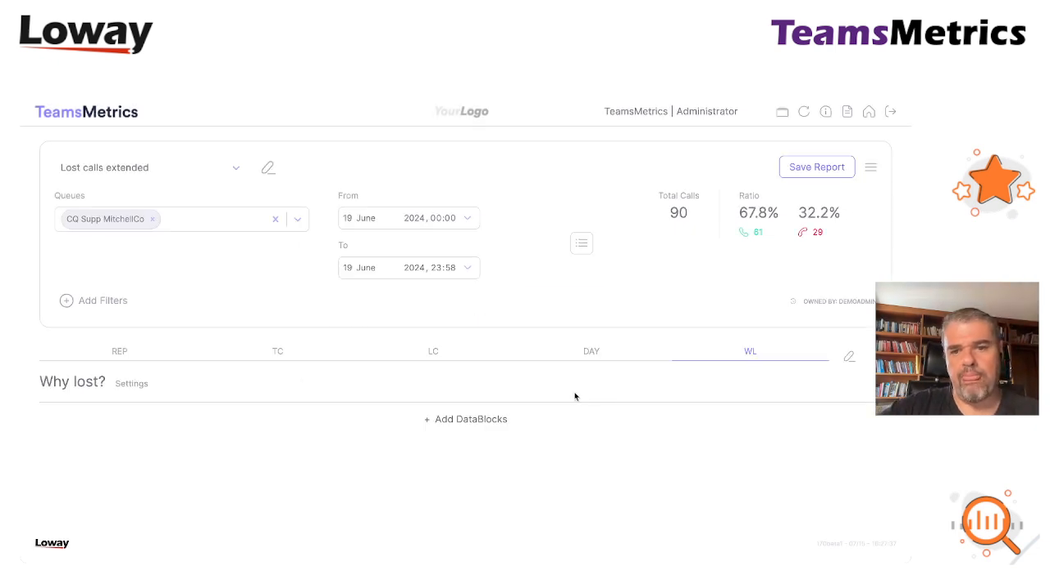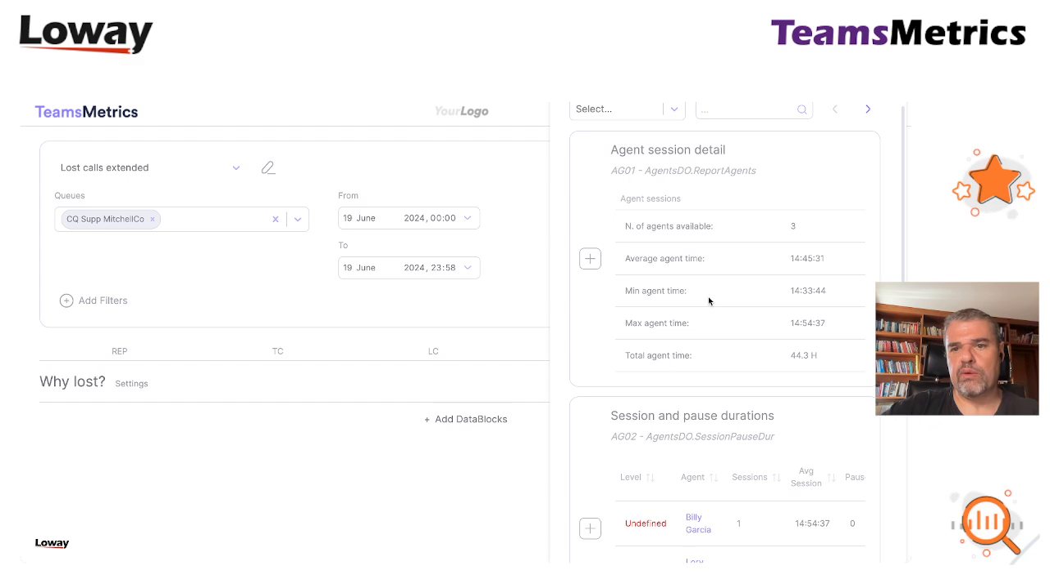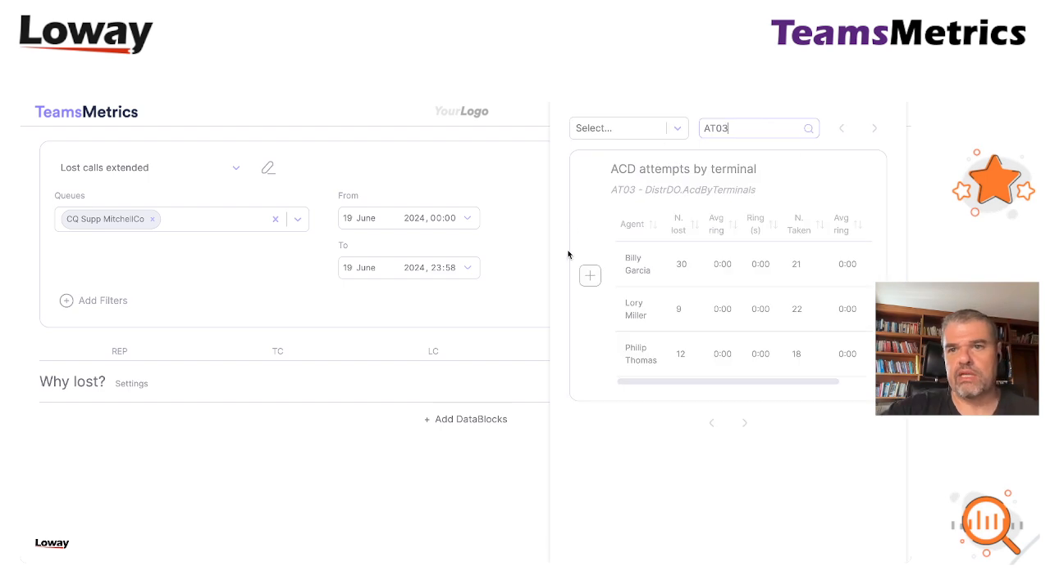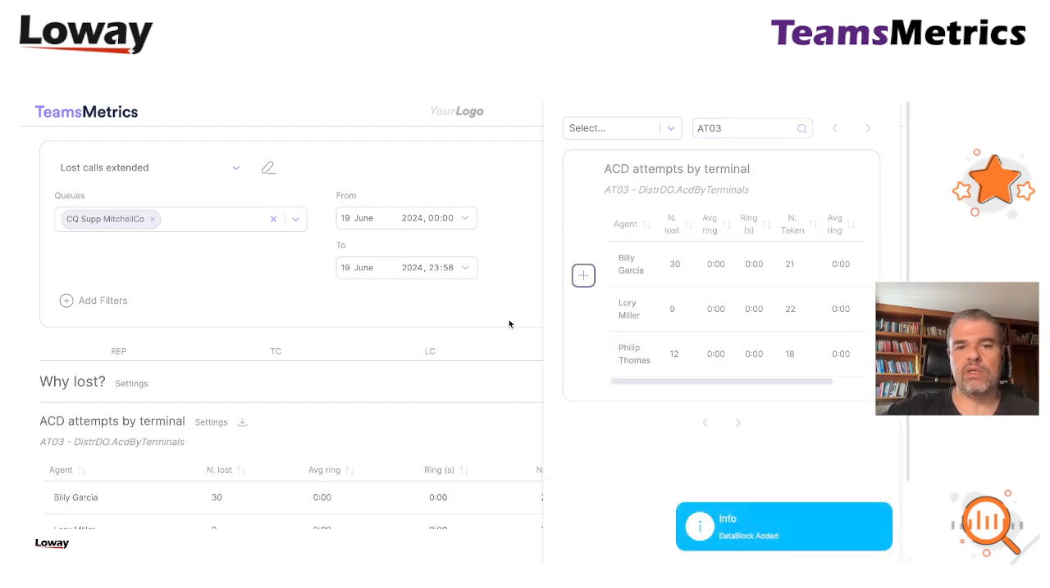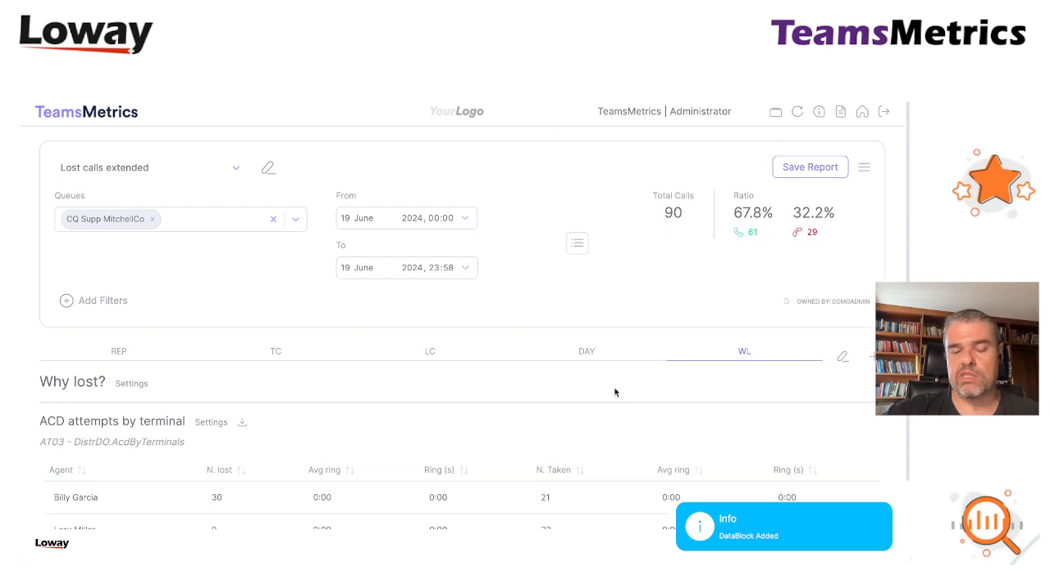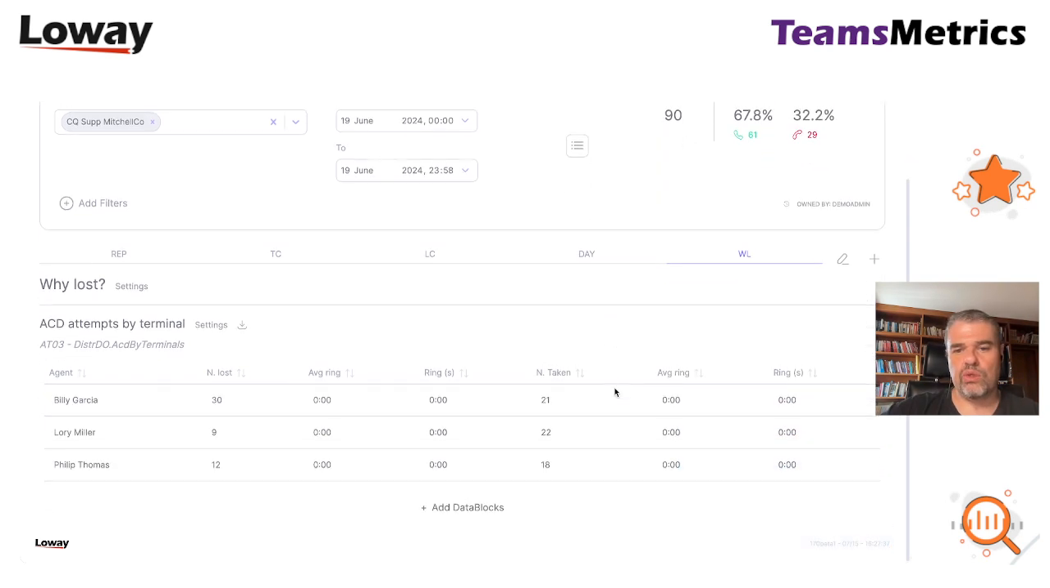Okay. So the first thing we do is add 3 data blocks that we care about. The first is a data block that shows lost attempts, 8003. That basically shows all the calls that were taken and all the calls that were lost after being addressed to one terminal, one person. So as we can see, this guy has 21 calls taken and 30 calls lost. So he's a good start to investigate and see what actually happened.